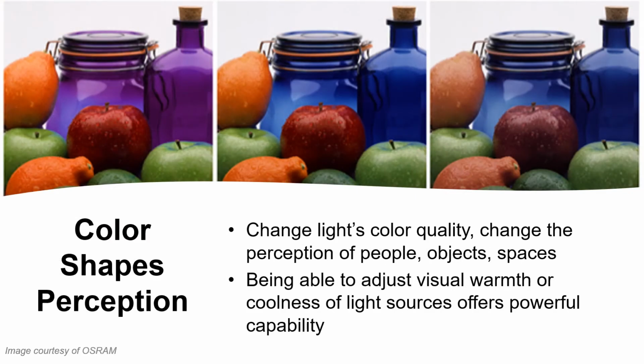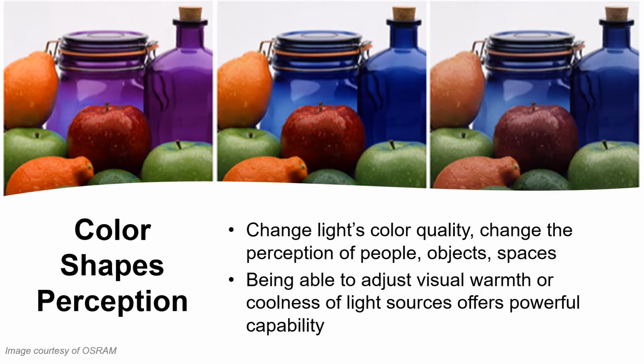The fruit and glassware shown here provides a quick and easy example of this. On the left, we see these items illuminated with light saturated in red and orange wavelengths, which we call visually warm. On the right, we see them under light saturated in blue and green wavelengths, which are visually cool. By changing the light source, we can change what people see. Because of this, the color characteristics of light sources is an important specification decision.